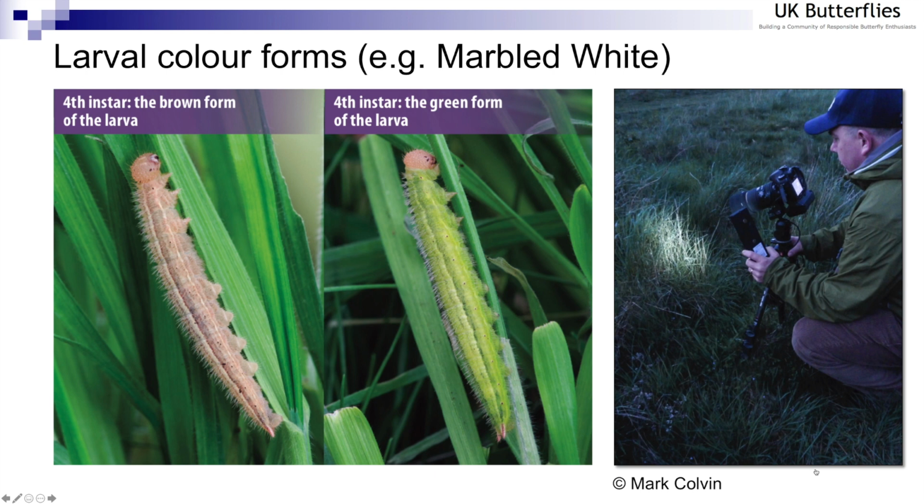There are also different colour forms in larvae, in this case marbled whites. They happen to be nocturnal. As you can see, there's a photo of me taken by my friend Mark Colvin on the right there. But the marbled whites, like several other species of the browns, have two colour forms. On the left you can see the brown form, and on the right the green form. And again, it's important to know that these forms exist in order for you to be able to identify the species of larva and possibly the instar that you're looking at.